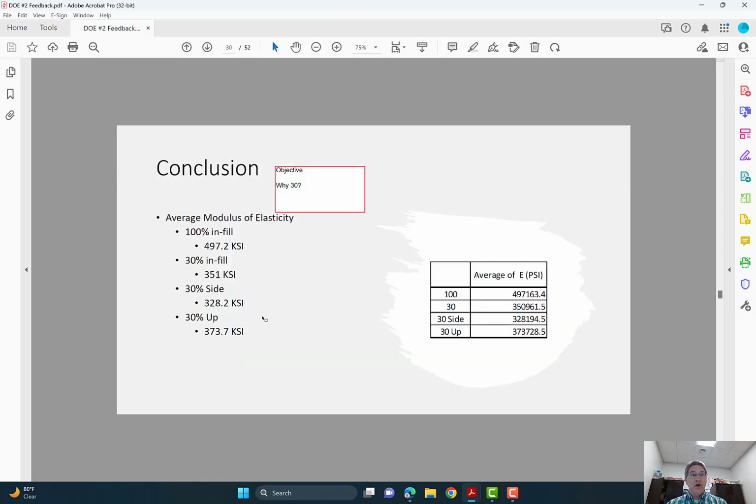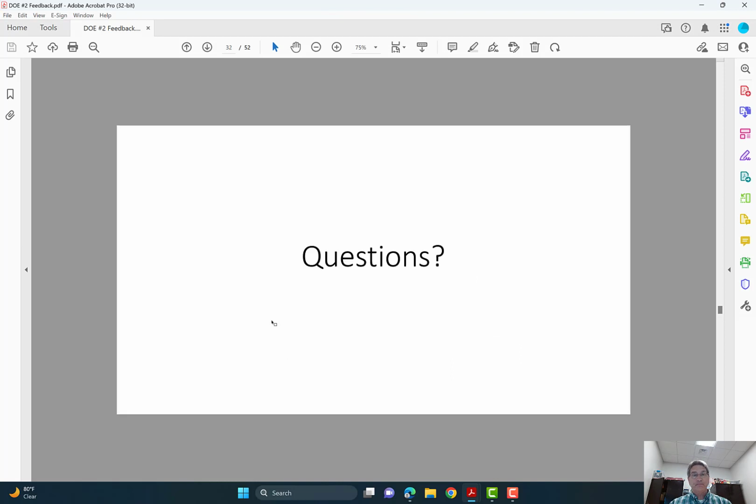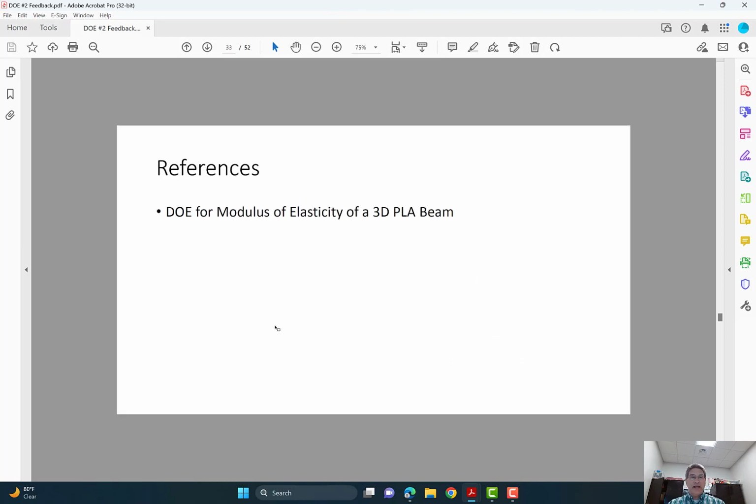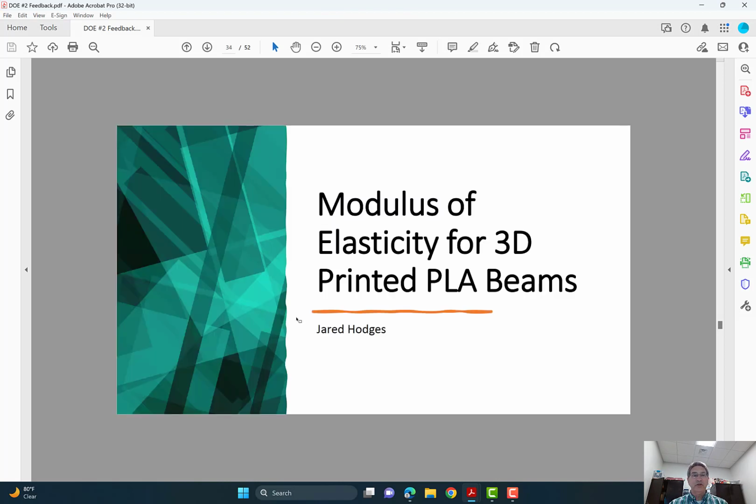And then same thing here on conclusion. The objective was, what is the modulus? You're given it for 100 and then 30, then 30 side and 30 up. Well, if we determined that 30 orientation mattered, then is there such a thing as 30 by itself? So again, be consistent with your conclusions and what you present in the end. And I like how he asked for questions, gave some references.